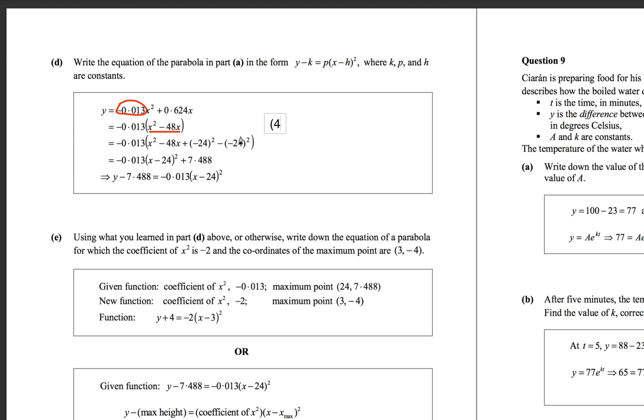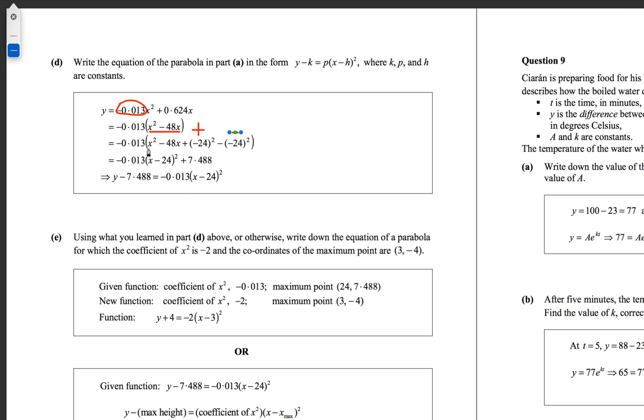What we do then is 24 squared is the same as negative 24 squared. What we do then is we add that term here, and we subtract that term. The reason we add and subtract is because we don't want to change the function. If we add something to it without balancing it off, we're changing it. We want to keep it the same. But this just lets us put it in another form.